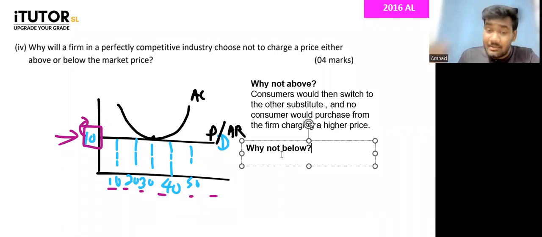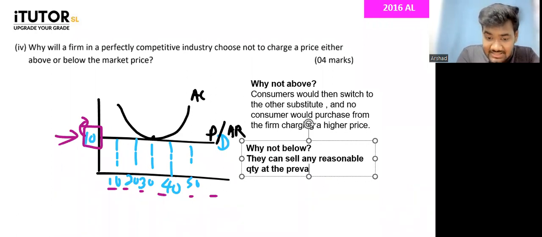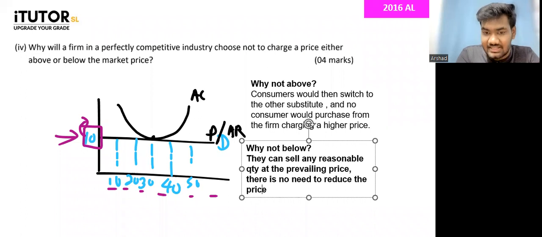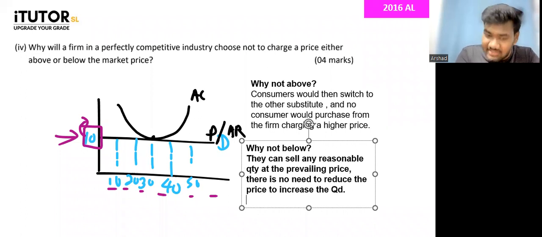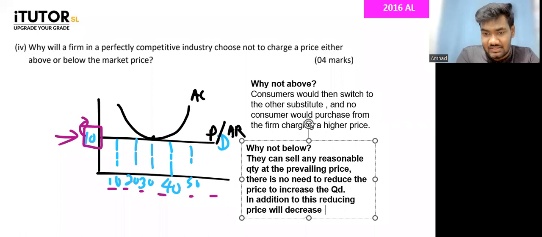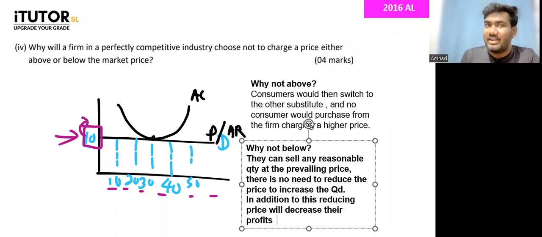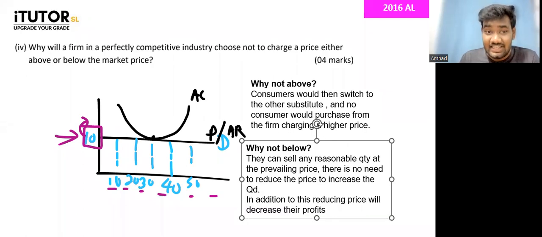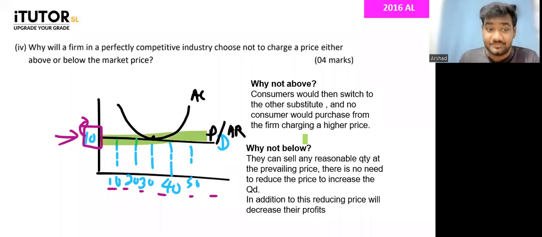So why not below? Because they can sell any reasonable quantity at the prevailing price, and there is no need to reduce the price to increase the quantity demanded. In addition, reducing price will decrease their profits. Therefore, there is no need for them to reduce the price. Is that clear? That's why they will not sell below. They will not sell above also. Given that they're a price taker, they will sell at this exact market price. Is that fine?